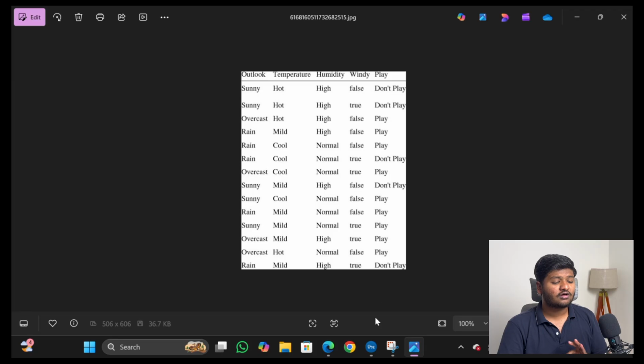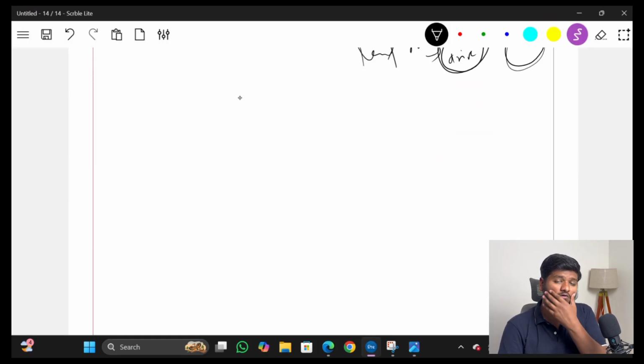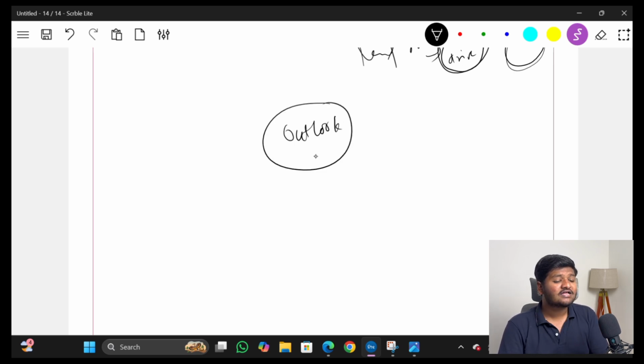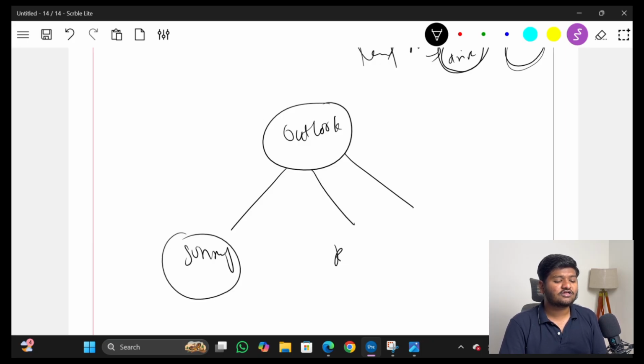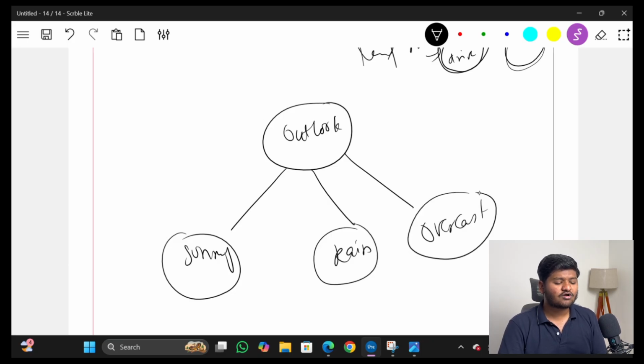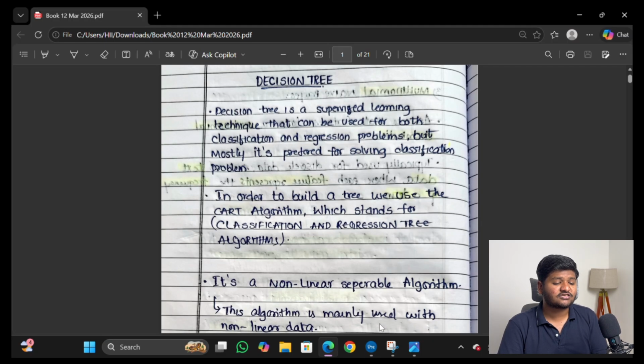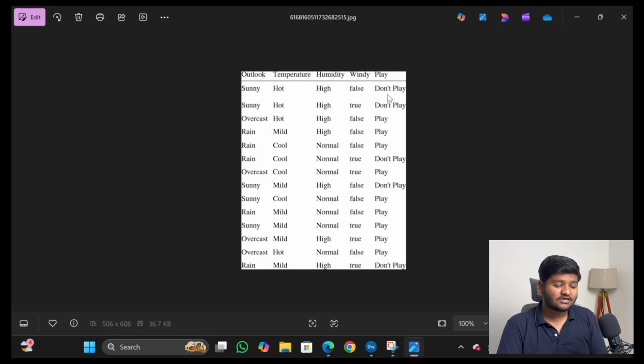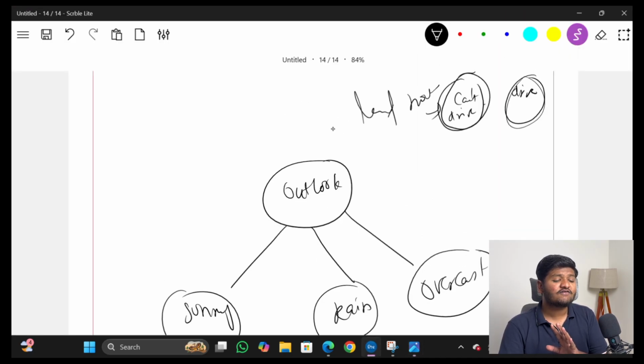Let's go here, and first I'll select outlook. How many categories do I have? You need to tell me, guys. Three categories: one is sunny, one is rain, the other is overcast. These three things I have. Now let's quickly see, where is my image here? Now 1, 2, 3, 4, 5. Five don't play are there. Entirely, how many don't play are there? Five don't play are there.